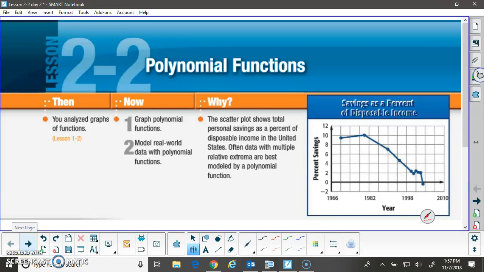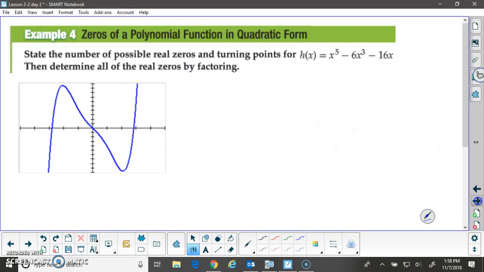Part 2 of lesson 2 in chapter 2, more on polynomial functions. Remember, a polynomial function might only have one term. If it has one term, we call it a monomial. If it has two terms, we call it a binomial. Three terms, we call it a trinomial. And if it's a polynomial, you know that the exponents have to be non-negative integer exponents. So, a little bit of review.